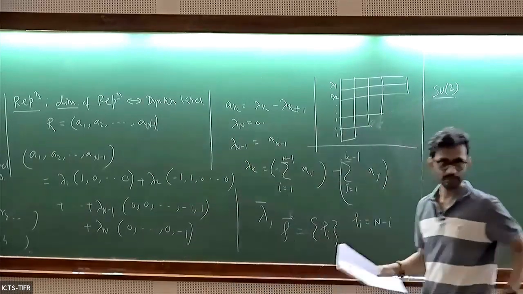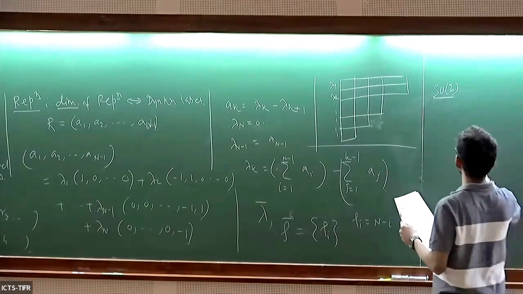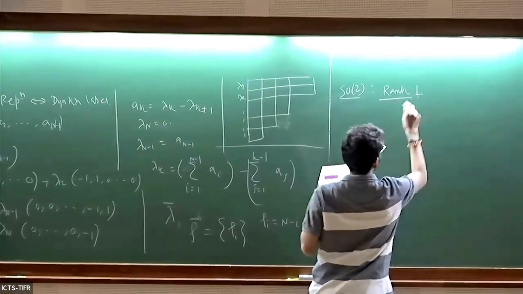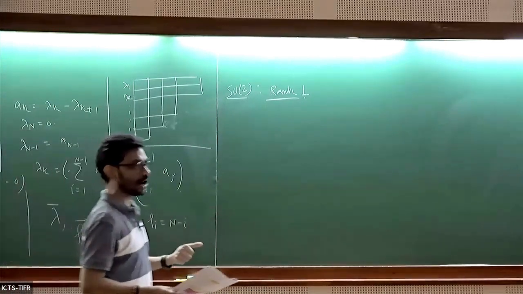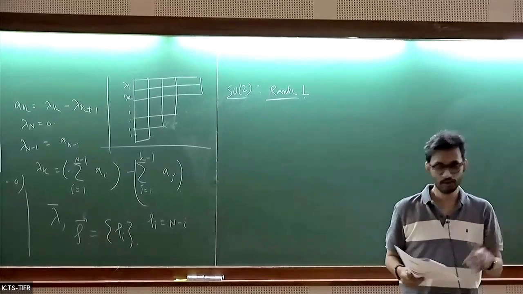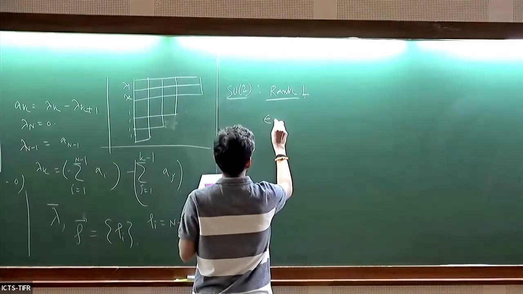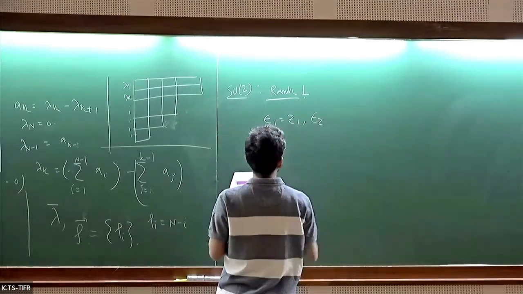Okay, now let's do some example with SU2. For SU2, what is my rank? Rank is 1, right? Then how many torus coordinates would you expect? 1. Now, epsilon 1 is basically my Z1. What will be my epsilon 2?